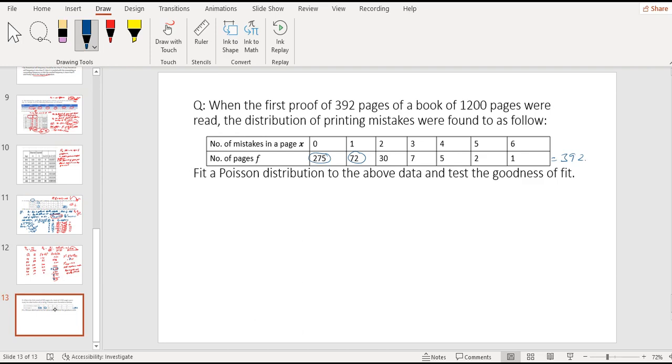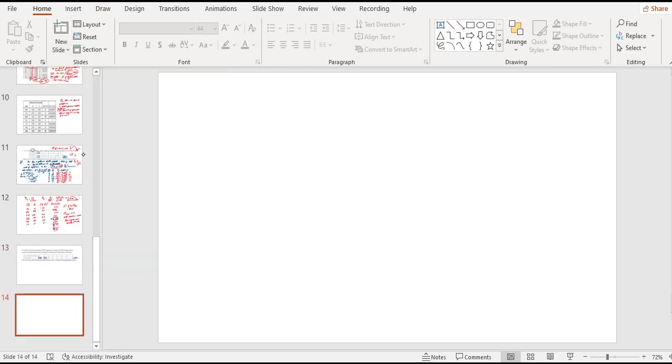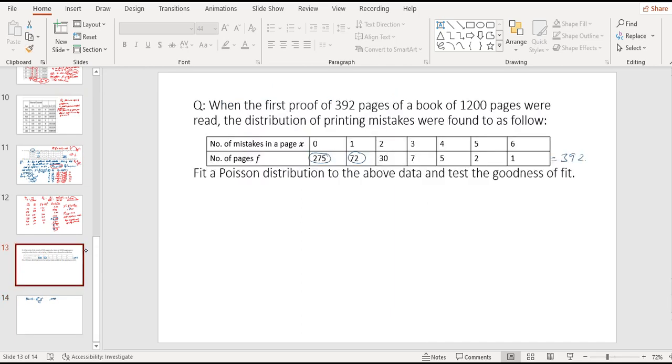But for the Poisson distribution, firstly, what is the Poisson distribution? The probability P(X = x) can be calculated as e raised to the power minus mu, mu raised to the power x, upon x factorial. Here mu represents the average value. But if we look at this particular data, we are not given the mean of the Poisson distribution, so we need to calculate the mean from the given data only, and we are given the data in the form of a frequency distribution.